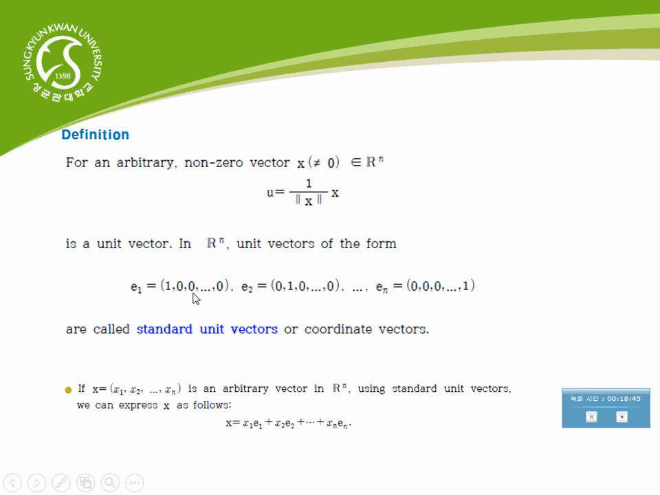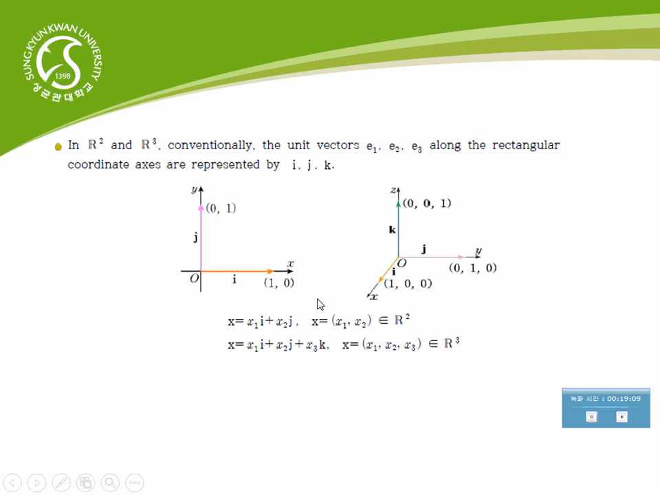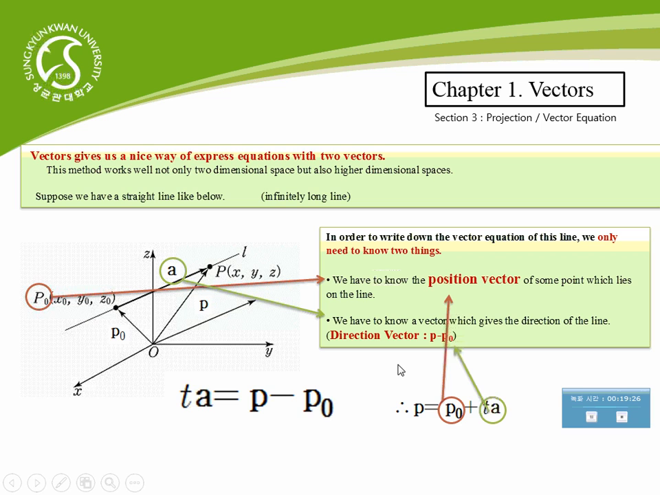And unit vectors of this form are called standard unit vectors: 1, 0, 0, 0; 0, 1, 0, 0; all zeros except the last one, 1. These are called the standard vectors. Then, with these standard vectors, an arbitrary vector x can be written as a linear combination of those standard unit vectors. Vectors in R2 can be represented as a linear combination of these two unit vectors, and vectors in R3 can be represented as a linear combination of these three vectors, i, j, and k, which are the standard unit vectors.